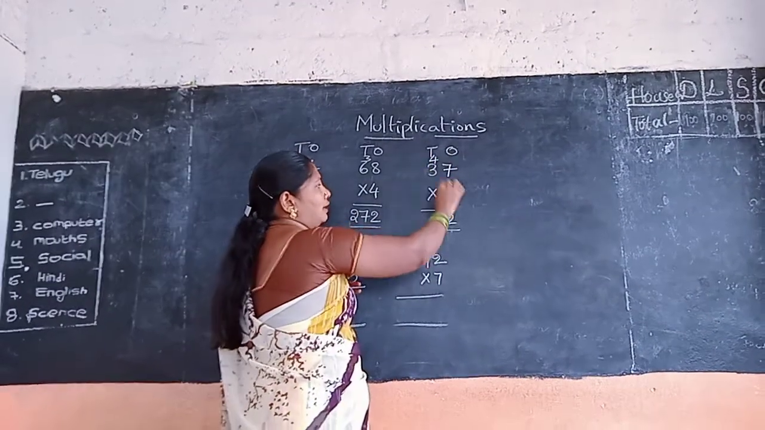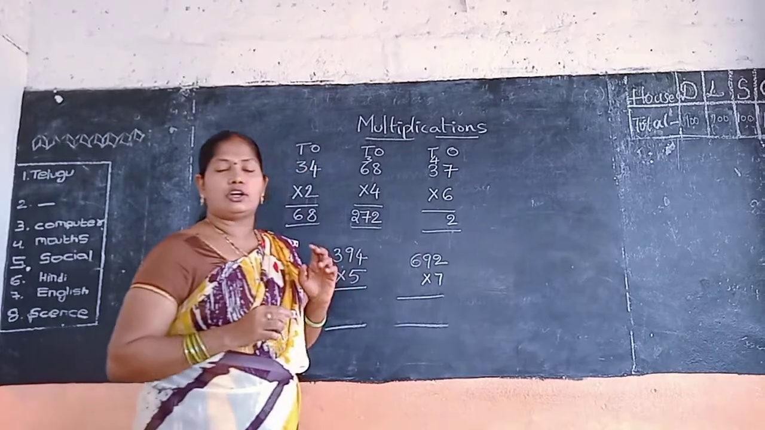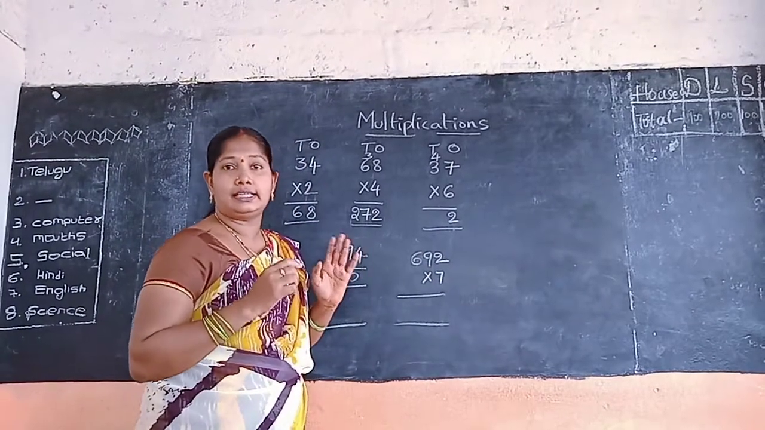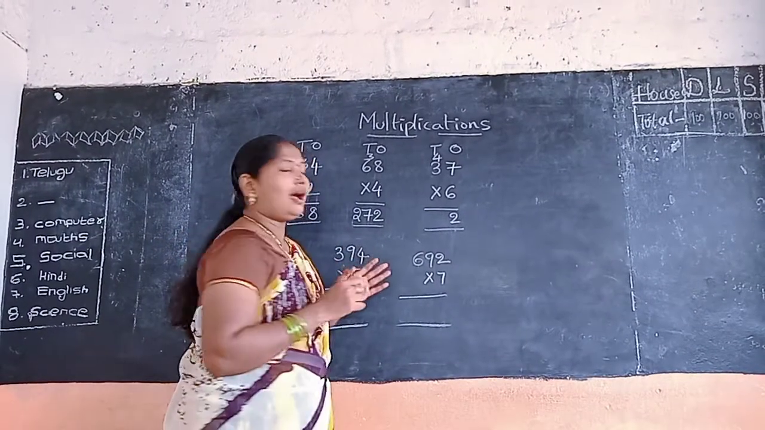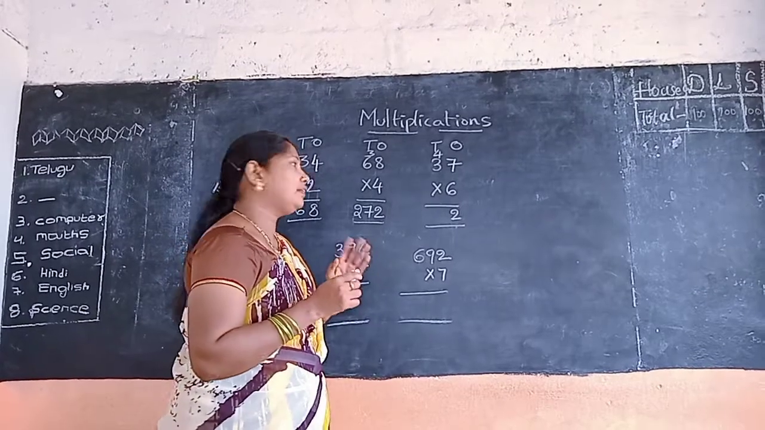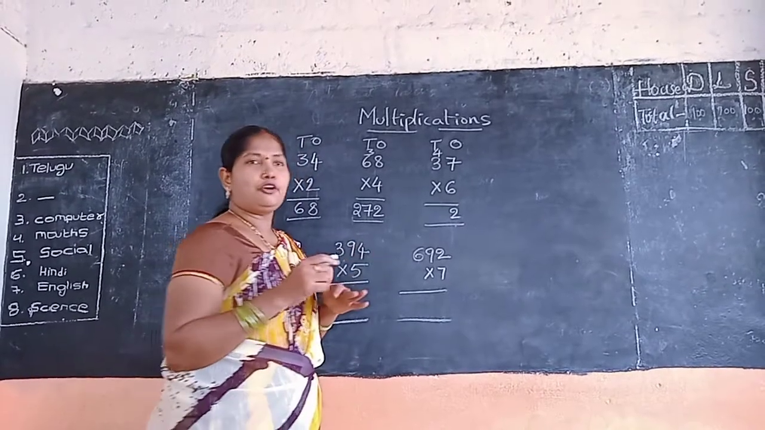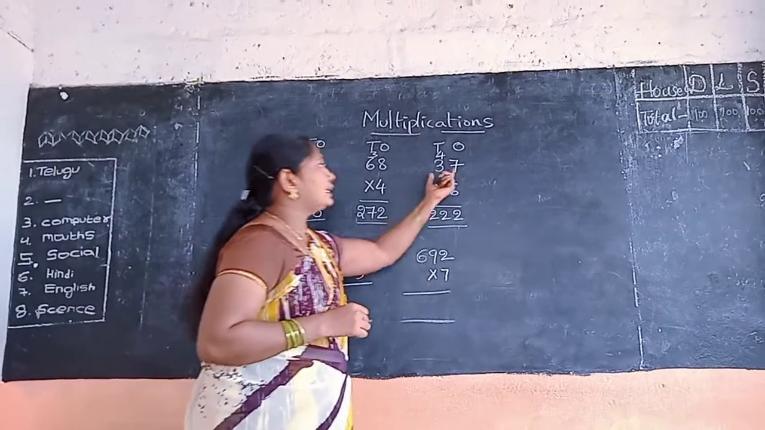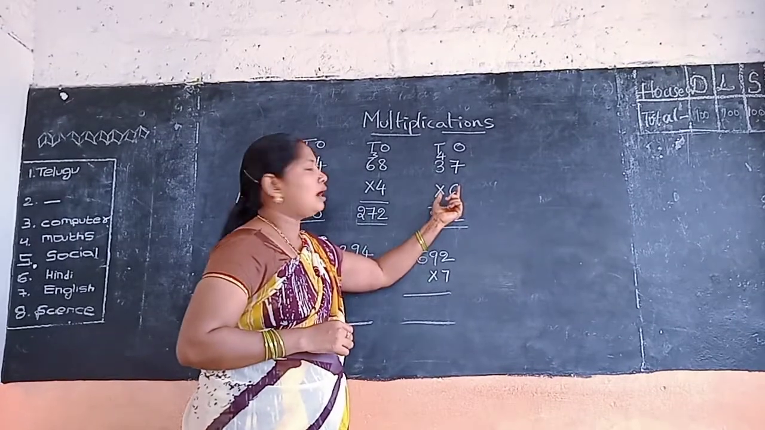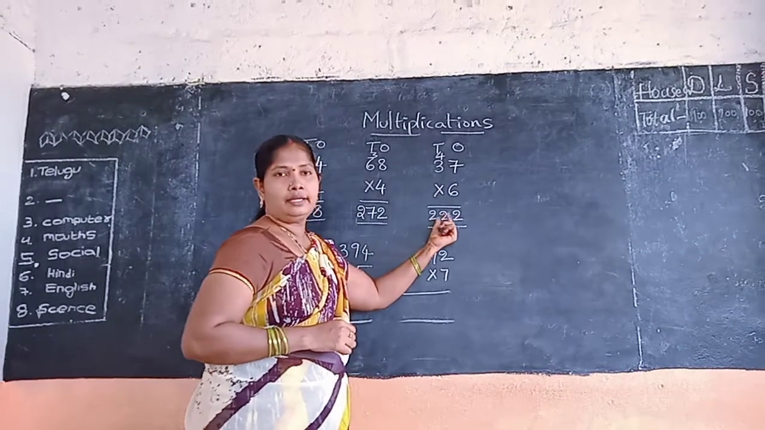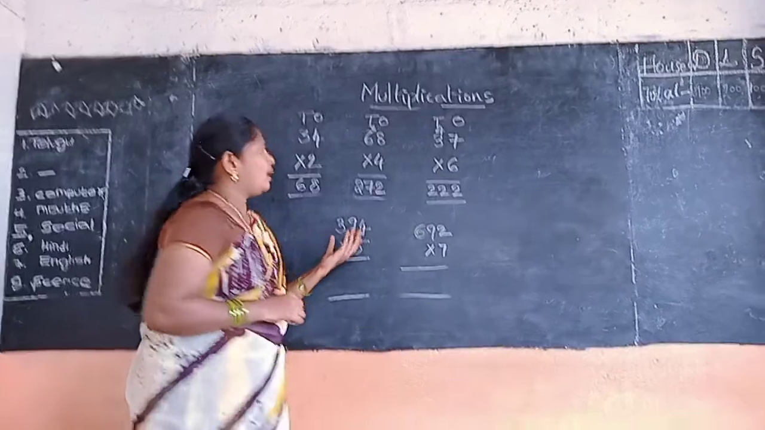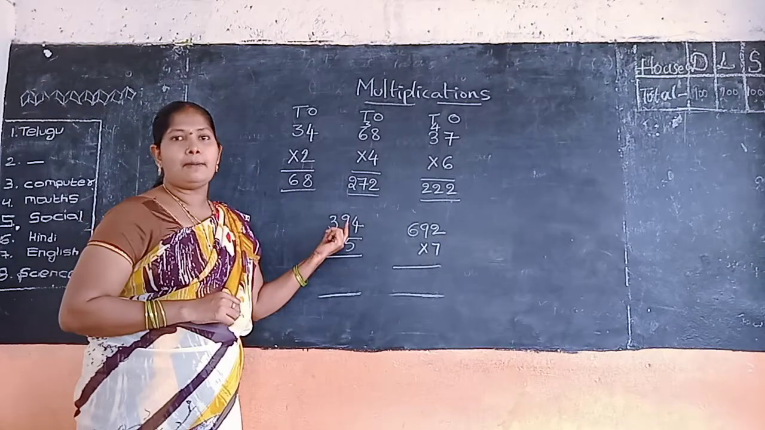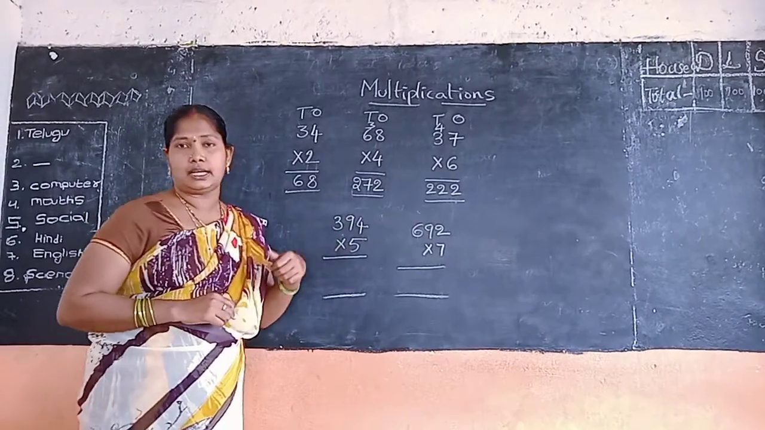4 is there. 6 threes are how much? 6 threes are 18. 18 plus the carried number 4, how much? 22. 37 times 6 is how much? 222.